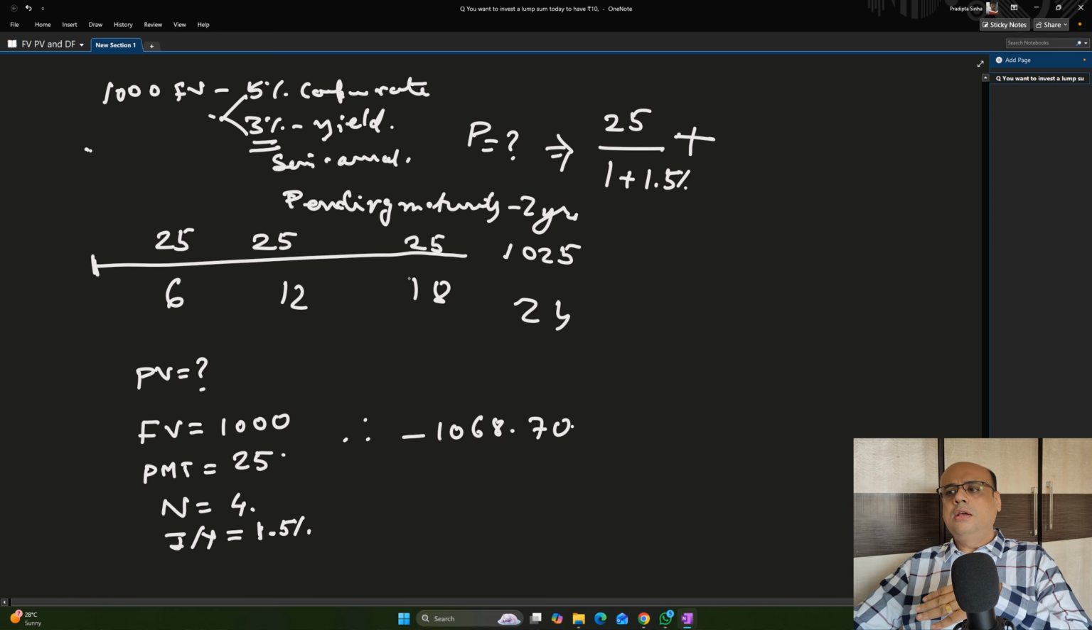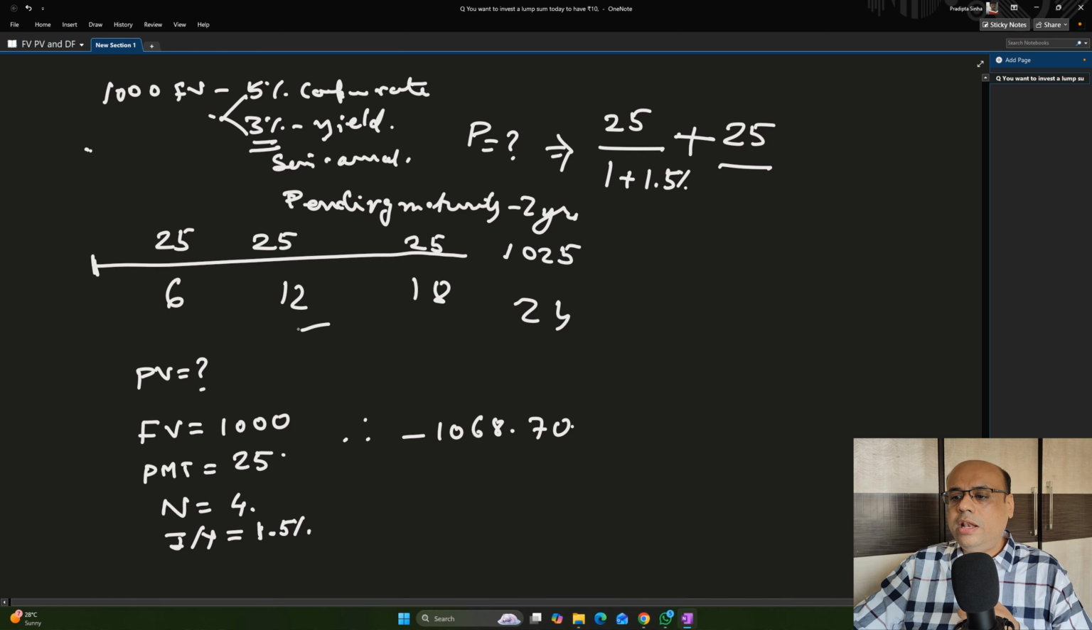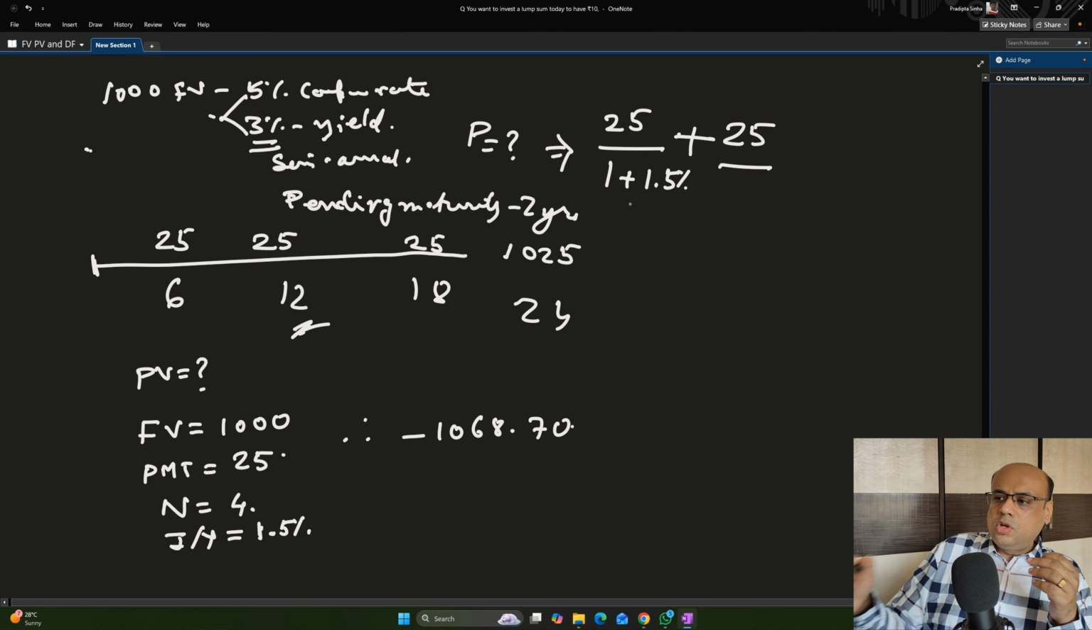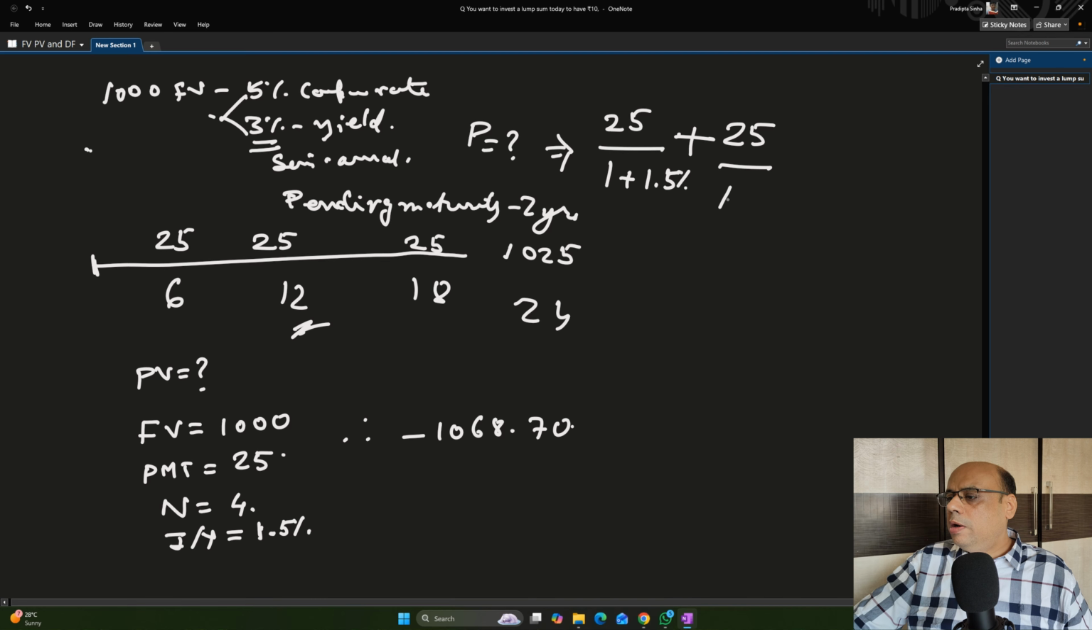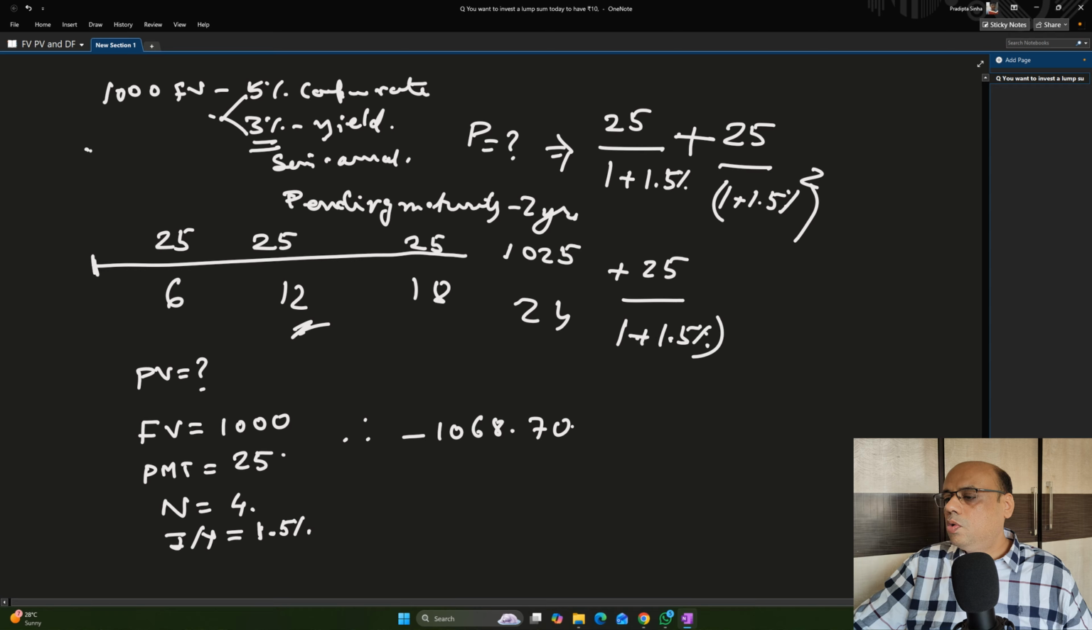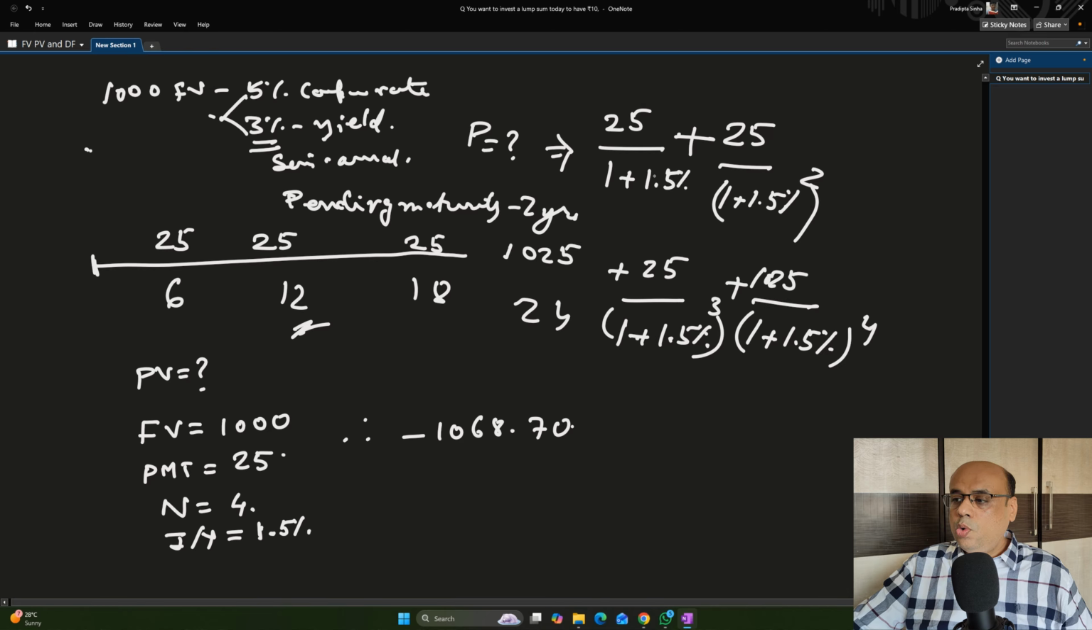So calculator is one thing. If we go by the logic, then again the second tranche of 25 is coming when? In 12th month. So as of today, what we will do? 25 by 1 plus 1.5% to the power 2, plus 25 by 1 plus 1.5% to the power 3, plus 1025 by 1 plus 1.5% to the power 4. If you calculate this mathematically as well as this, both the answers should be same.